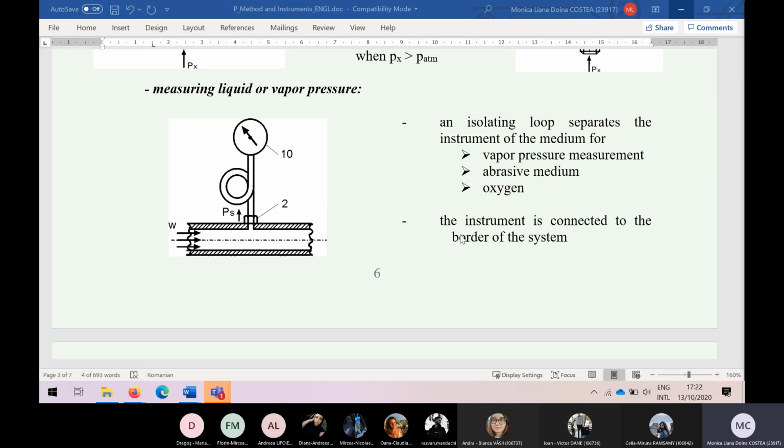Also, what is to be noticed here is the fact that for such instruments, the connection to the system is made at the border of the system. The apparatus does not enter the flow. And due to this fact, the pressure that is measured in this way is called static pressure.